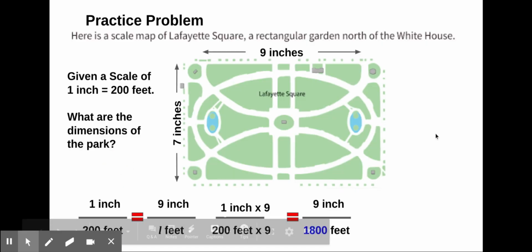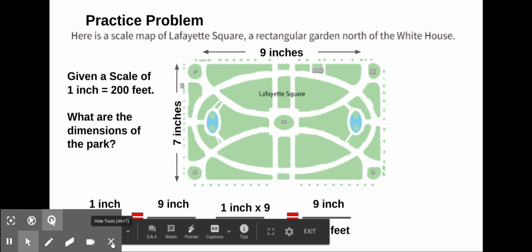All right, so here's a practice problem. We're at Lafayette Park, and this is the map. The map is only 7 inches by 9 inches, and we're told that 1 inch equals 200 feet. We want to know what the actual dimensions of the park are. When we look at it, we know that 1 inch equals 200 feet. I don't think I'm going to be using any pen marks here, so I'm just going to close this part.